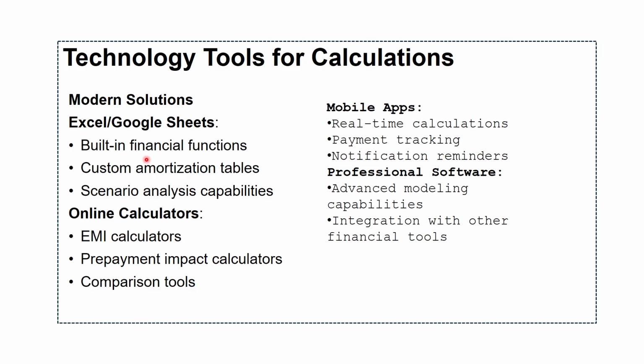Then online calculators offer EMI, prepayment and loan comparison tools. Mobile apps track payments and send reminders, and professional software models complex scenarios for developers. So, in the earlier lecture we used manual calculations. Technology reduces errors and saves time.